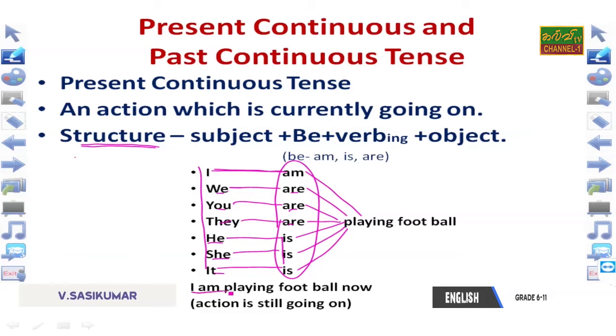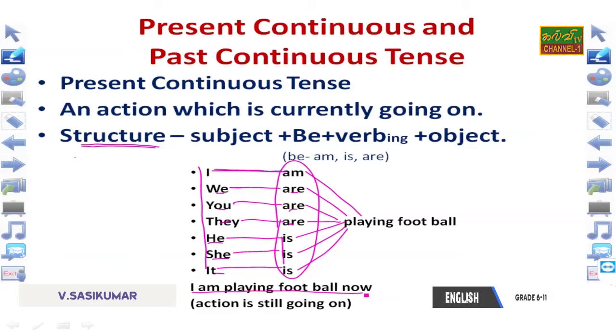We can write like this: I am playing football now. I am playing football now.